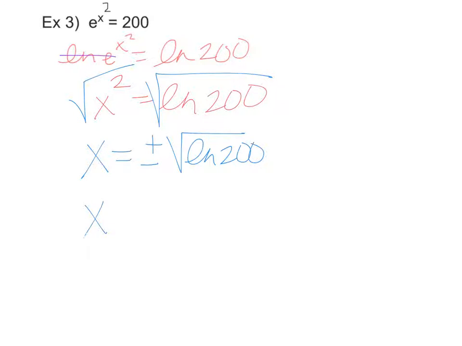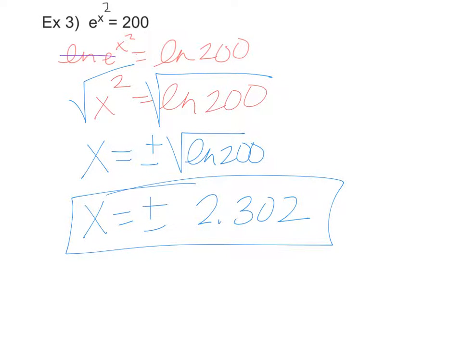If they ask you to round your answer, that's going to be plus or minus 2.302. So you actually have two answers, a positive and a negative. All right? Cool. Great job.